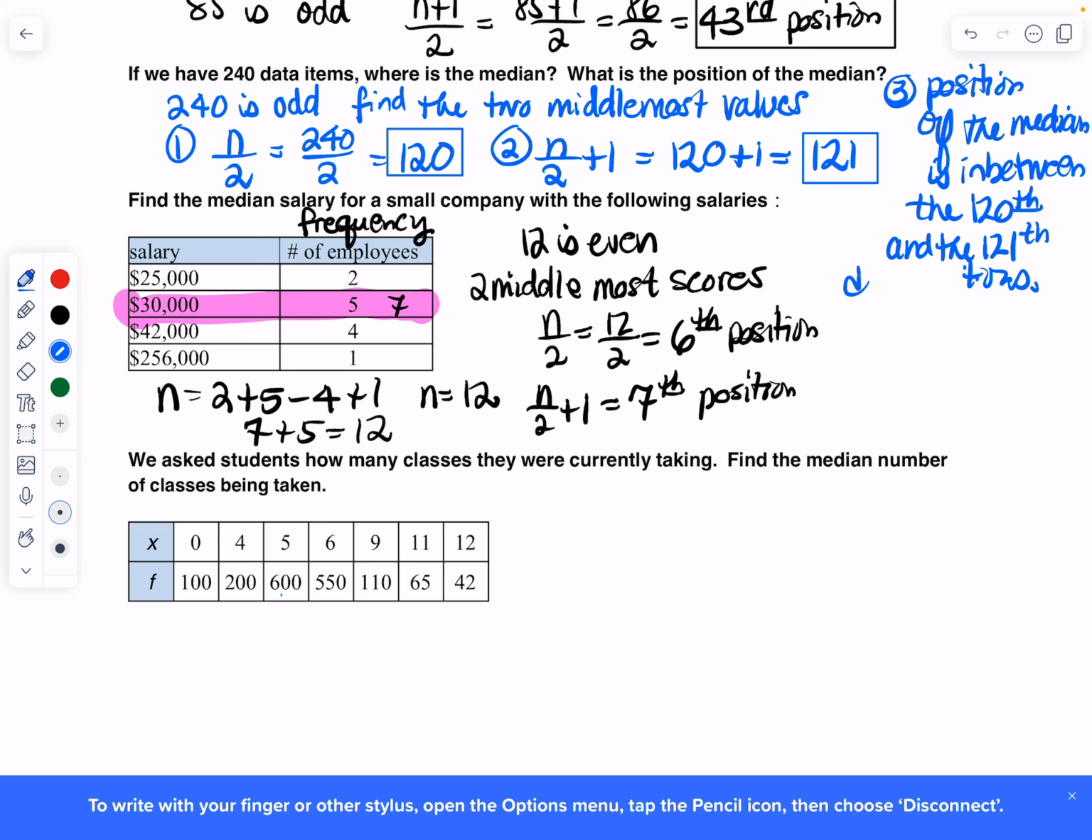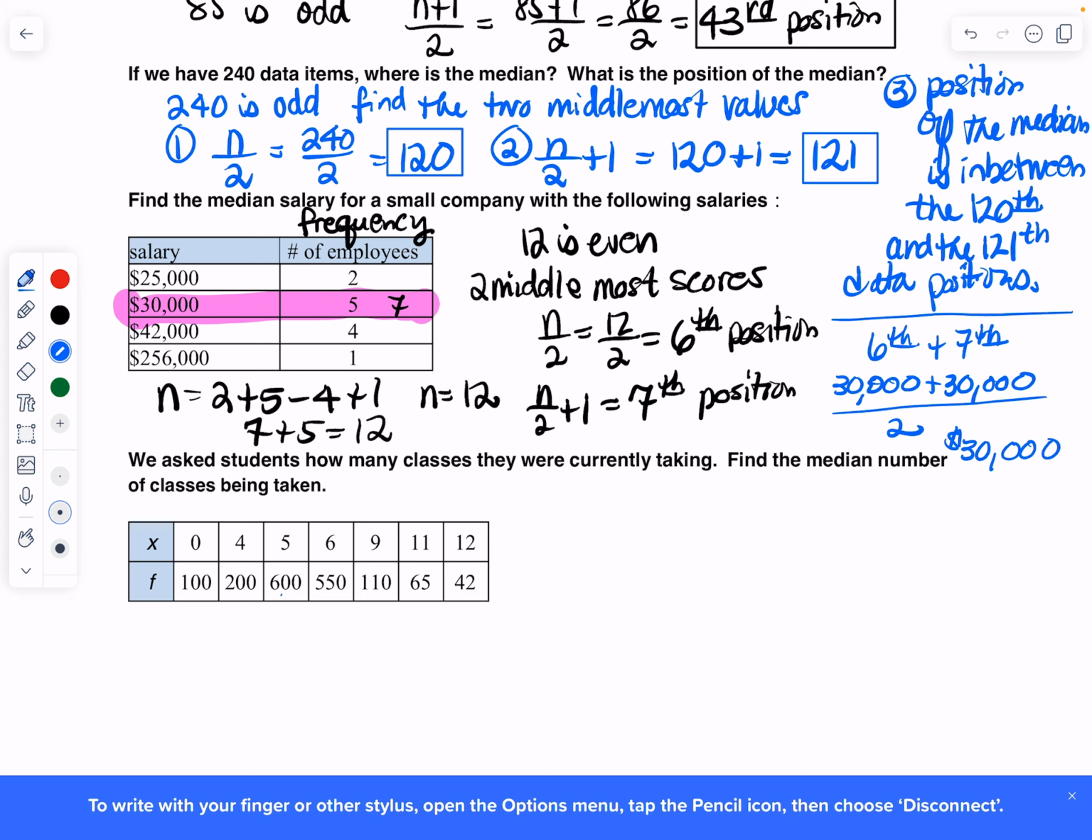Let me fix that. So accidentally erased that. So okay, again. So 6th position plus 7th position. Okay, and we're going to divide that by 2. So the 6th position, if I look over here, again, that's in that 30,000 range. And then the 7th position is also in the 30,000th range, and we're going to divide that by 2. So since it's the same number, if I divide it by 2, I'm going to get 30,000 as the result. And that is the median salary.